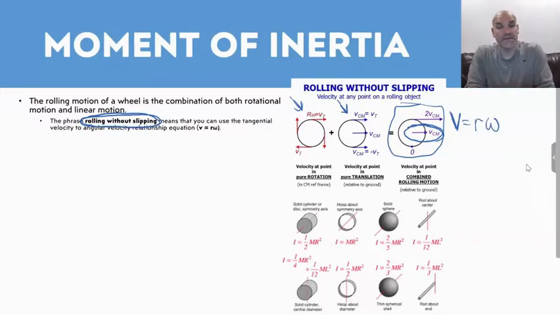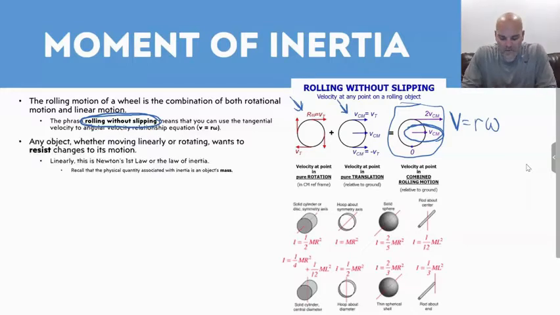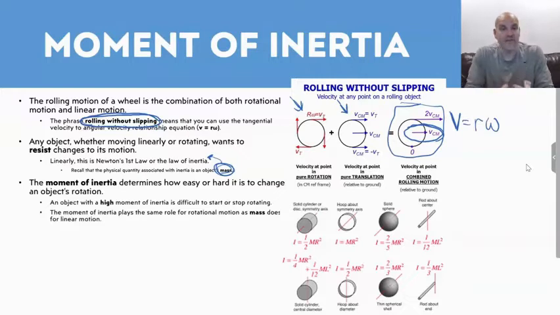It's going to be very important when we talk about energy, which is going to allow us to substitute some things in. But let's talk about moment of inertia. Anytime an object wants to move, it's going to try to resist it. Linearly, that was Newton's first law, or simply the law of inertia. Recall that the physical quantity associated with inertia is an object's mass. The bigger the mass, the more it's going to resist the motion. The smaller the mass, the less it's going to resist that motion.